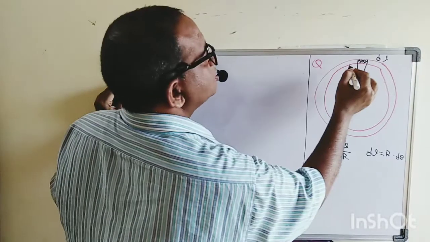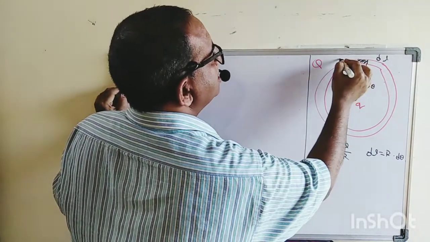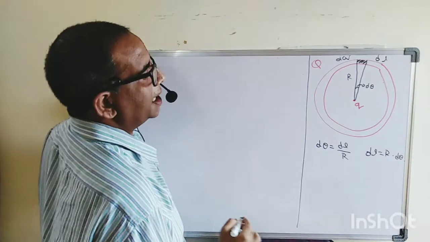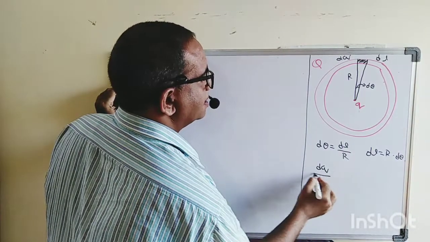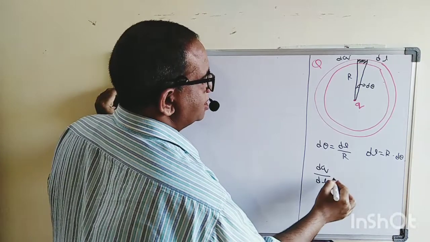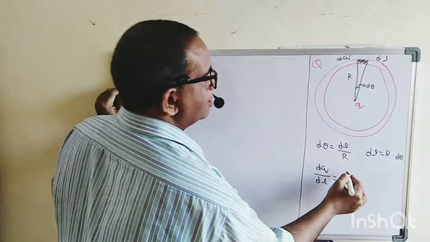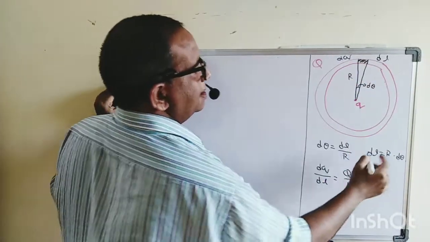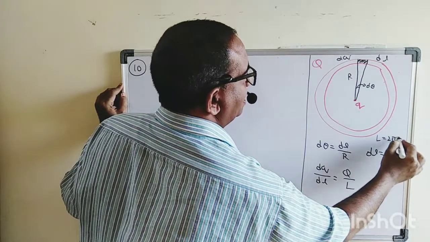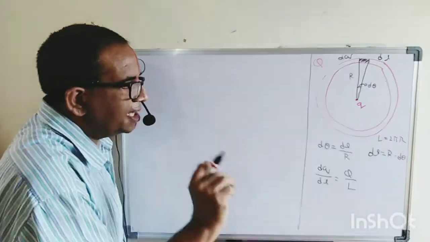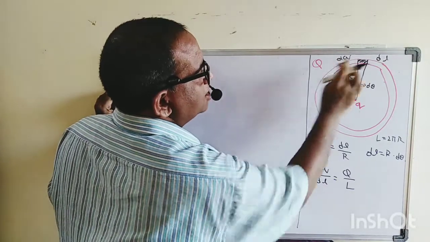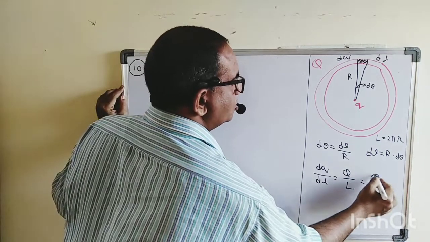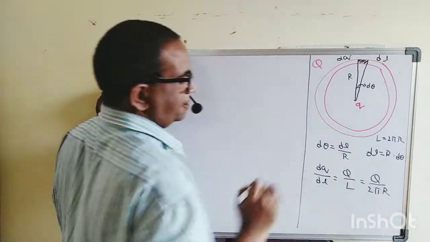Here we have a small charge, let us say dq. Therefore, dq by dl equals q by the total length L. But what is the total length L here? L is equal to 2 pi capital R. Therefore, dq by dl equals q by L, which is q by 2 pi R.